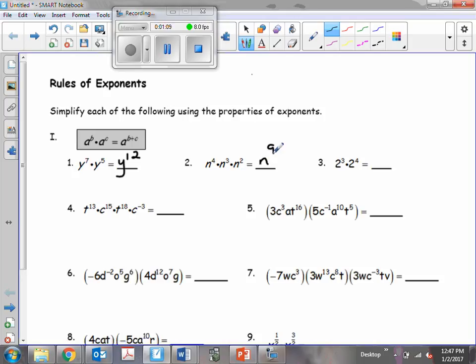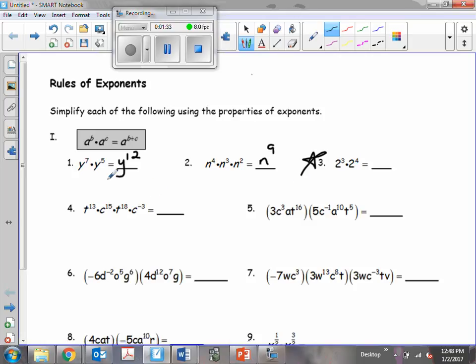Now, if we take a look at number 3, I want you to put a star next to it. A lot of times, this is the kind of problem that students tend to get incorrect. And the reason why students get this one incorrect is because if you look at the base, see how the base here is a 2? A lot of times, students will not leave the 2 as a 2. But you need to leave the base the same.